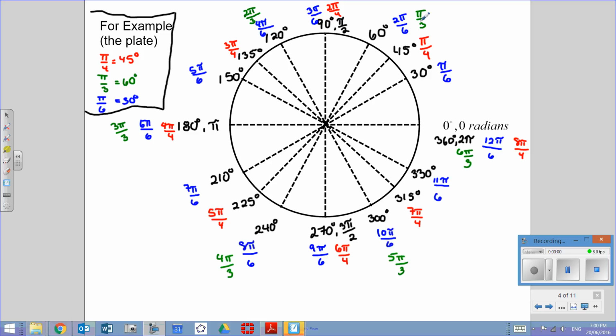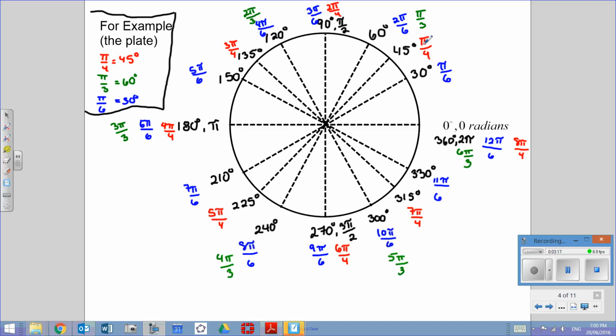And we can do the same for the green pi over 3s. Here's 2 pi over 3, 3 pi over 3, which is really just pi, 4 pi over 3, 5 pi over 3, 6 pi over 3, all the way around the circle. And same with 45 degrees. If you take 180 and you divide it by 4, you wind up with this 45 degrees, or pi over 4.